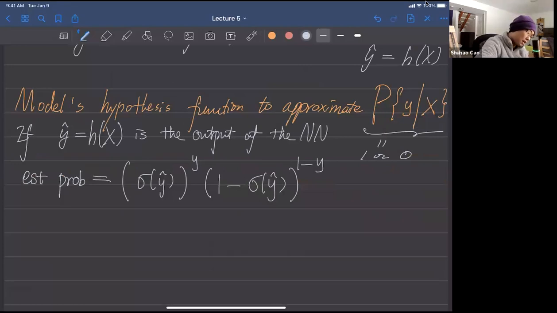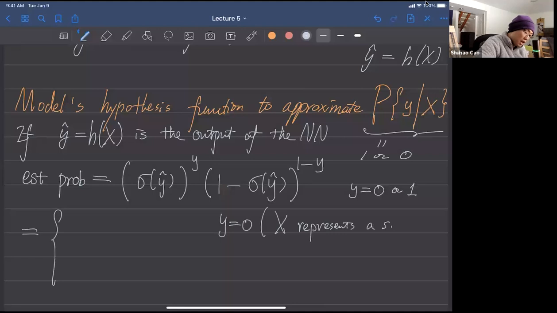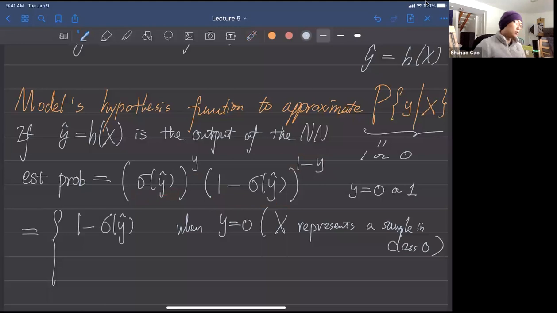Why? First we notice y is 0 or 1. So if y equals 0, which means x represents a sample in class zero, then this number raised to the zeroth power gives us one, and 1 minus y is one, so we have 1 minus sigma of y hat.